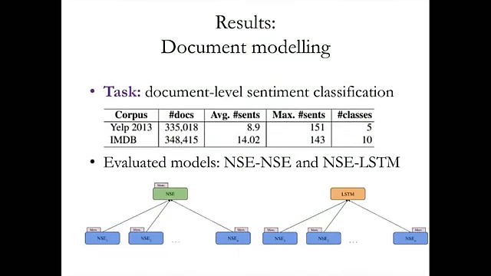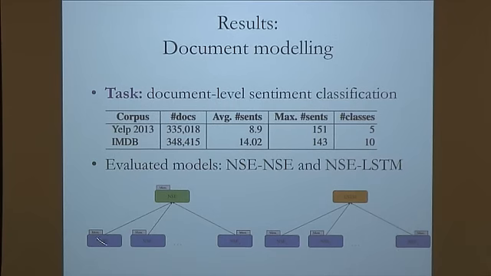So for document modeling, we did document-level sentiment analysis, or simply document classification. We applied hierarchical NSC or stacked NSCs here, and we also did stacked LSTM and NSCs over here. The datasets we used are the Yelp and IMDb datasets. They contain more than 300,000 documents.